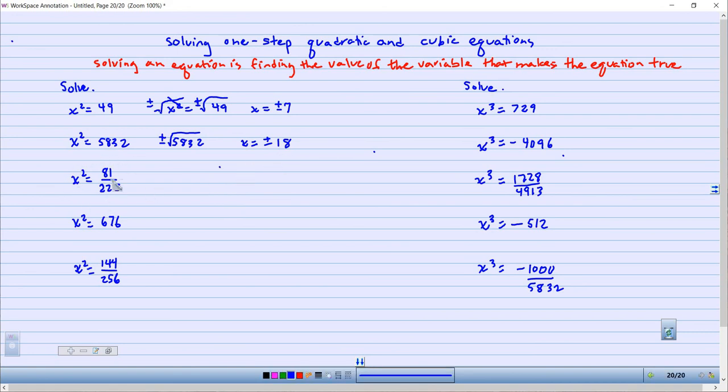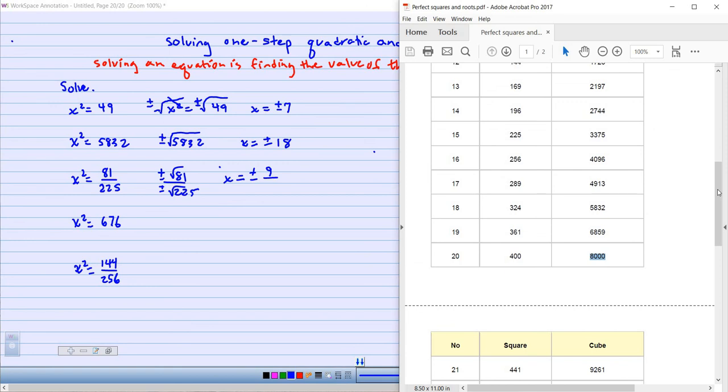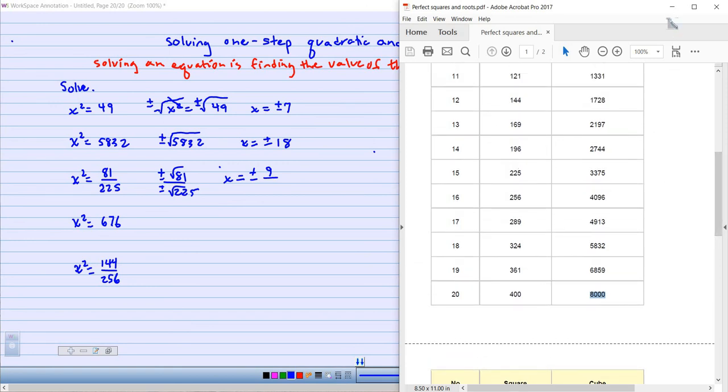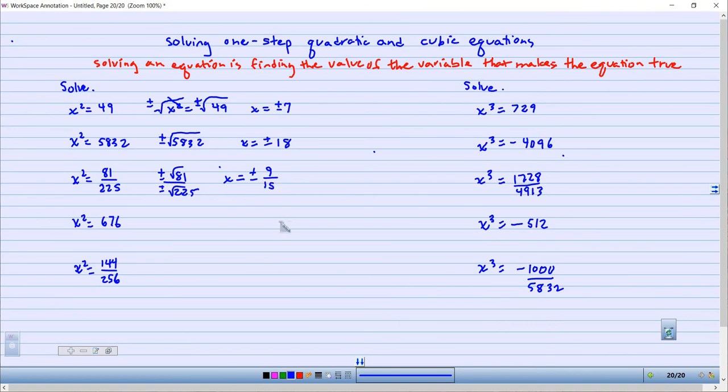All right, this next one looks a little more scary because it's a fraction, but actually we're just going to have plus or minus the square root of the top over plus or minus the square root of the bottom, which actually just turns out to be one plus and one minus. Okay, the square root of 81, do you guys know what that is? That would be 9. All right, and the square root of 225, I believe that is what, 15? We could check right here on our handy dandy table. Go to our square root, 225. The square root is indeed 15. So there we go. All right, plus or minus 9/15.